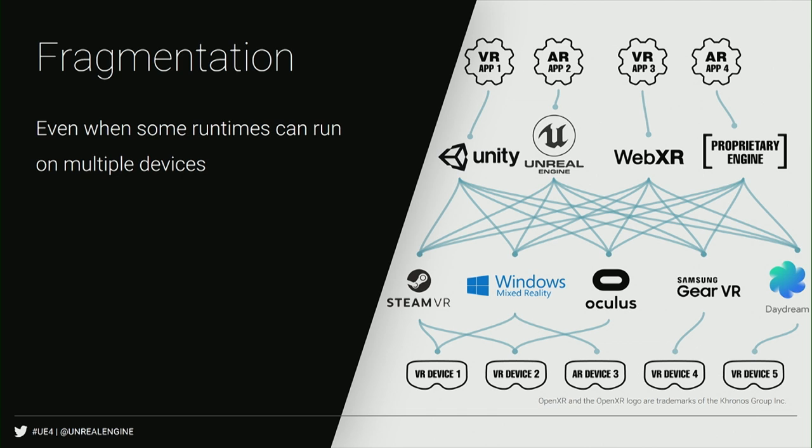So this slide gives you a more visual representation of that combinatorial nightmare that I was alluding to earlier. The market's fragmented across multiple runtimes, each of which has their own API. Some runtime and API combinations are going to run on more than one device. For example, you can use SteamVR and their API on a Valve Index or an HTC Vive or an Oculus Rift or a Rift S. But performance can vary noticeably between runtimes on the same device, which just adds yet more combinatorial complexity, as if there wasn't enough of that already. To run on all devices in Unreal, you need to support at least 4 different plugins.